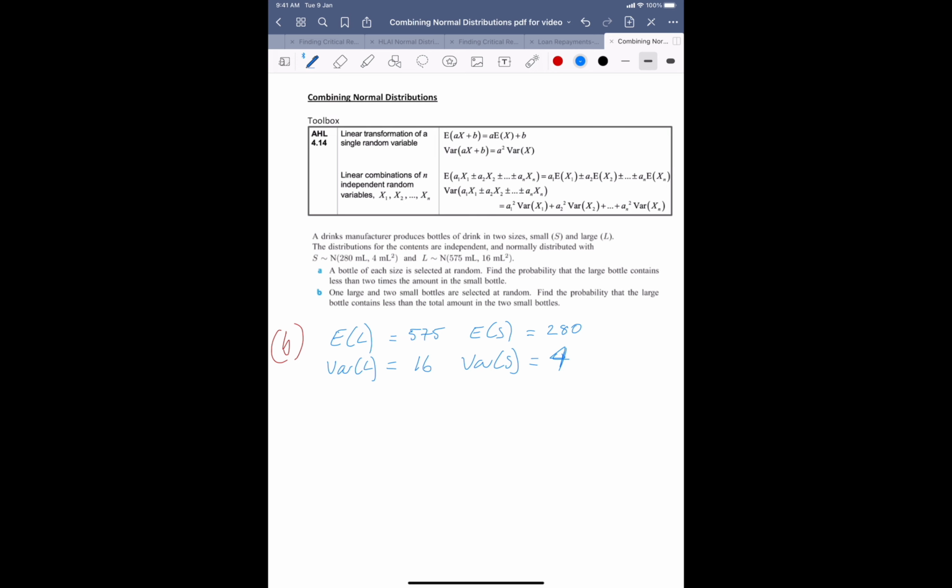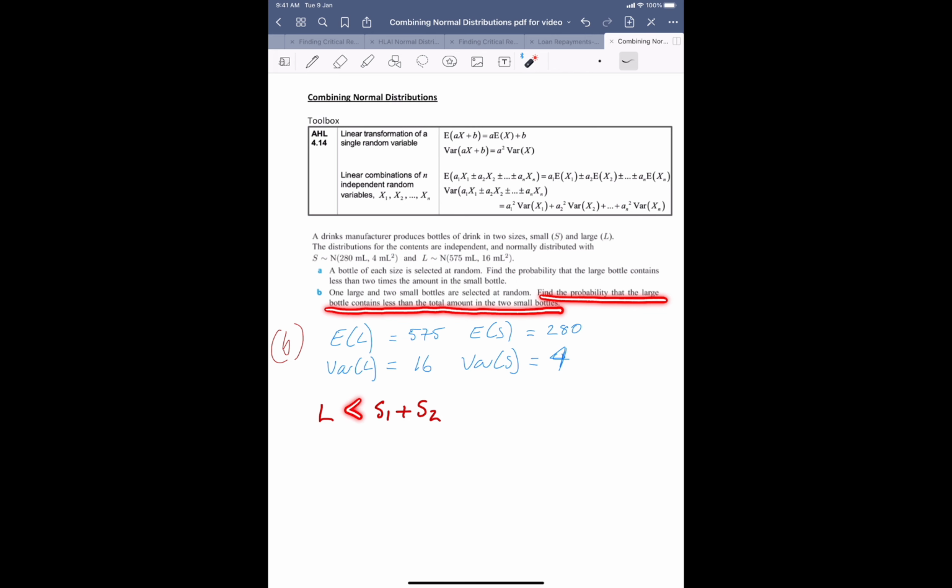Alright then, let's have a look at B. 1 large and 2 small bottles. So these are 2 separate bottles, S1 plus S2. So it's not taking 1 bottle and timesing it by 2. It's doing 2 separate small bottles. So the distribution here will be slightly different to part A, and you'll get to see just how different it is. Find the probability that the large bottle contains less than the total amount in the 2 small bottles.